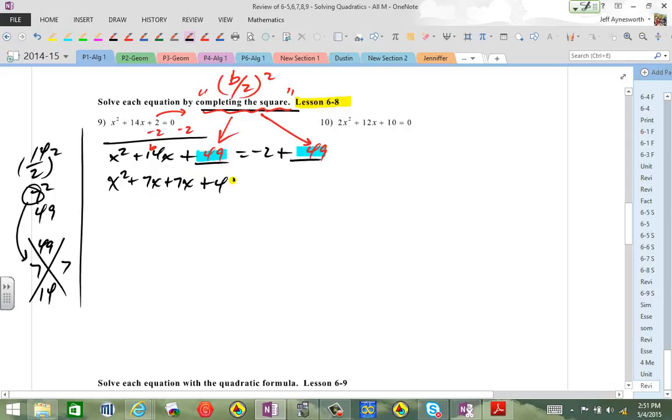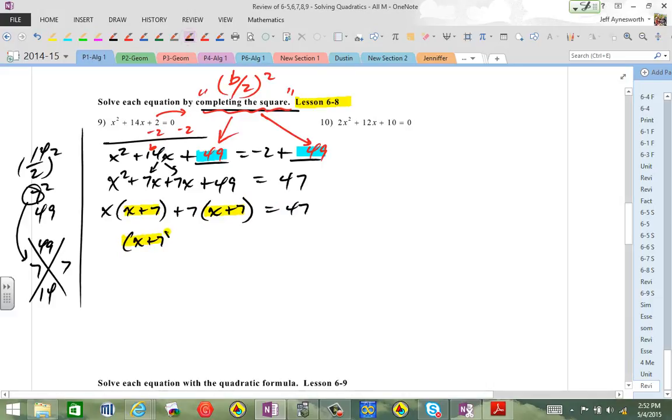Again, right there, I split 14x into 7x and 7x. 49 minus 2 is 47. Factor out a common factor. Factor out the 7. We're not done factoring yet, so we don't have a product. So factor out the x minus 7.